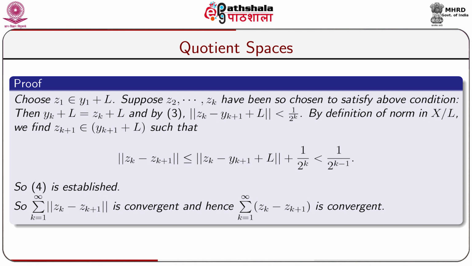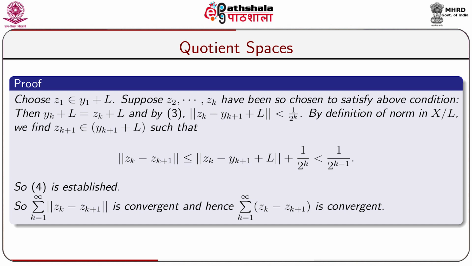So, we see that the norm of zk − zk+1 is less or equal to the norm of zk − (yk+1 + L) plus 1 by 2 to the power k. As the norm of zk − (yk + L) is less than 1 by 2 to the power k, we see that the norm of zk − zk+1 is strictly less than 1 by 2 to the power k − 1. So, the earlier equation is established.